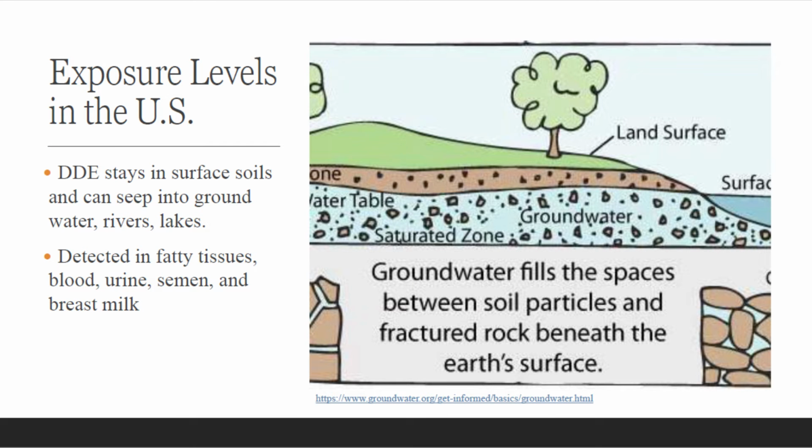Exposure levels in the US are based on case-by-case interactions since DDT has not been used in almost 5 decades. Although DDE is absorbed strongly in surface soils and can seep into groundwater, rivers, and lakes. Therefore, sources of exposure can be through contaminated food due to contaminated soil, where plants are directly affected and then eaten by animals that we may consume.